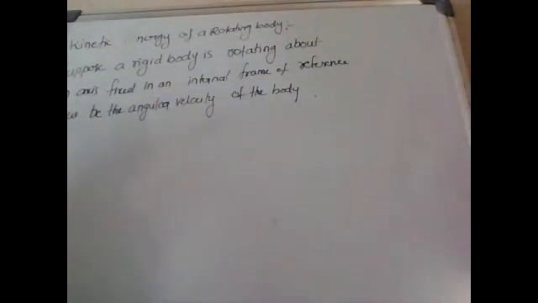So here, suppose a rigid body is rotating about an axis fixed in an inertial frame of reference. Here, let omega be the angular velocity of the body.